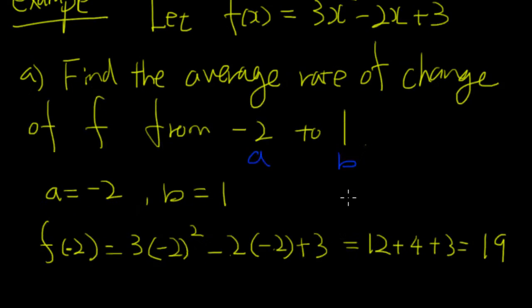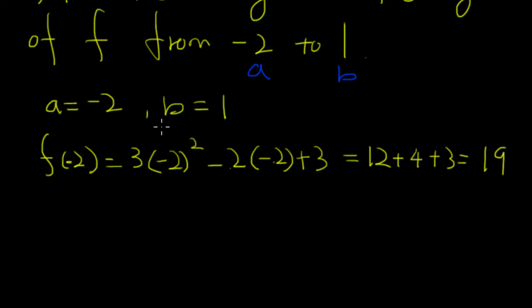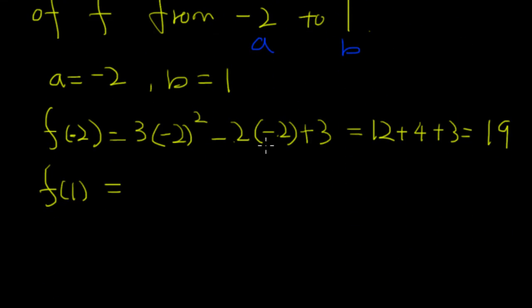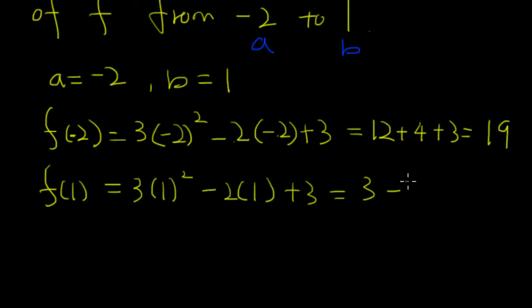That should be 19. What about the B part? f of 1. Well, remember f of x is this. I'm replacing this x by 1. So 3 times 1 squared minus 2 times 1 plus 3. So that's 3 minus 2 plus 3. So that's 6 minus 2, which is 4.